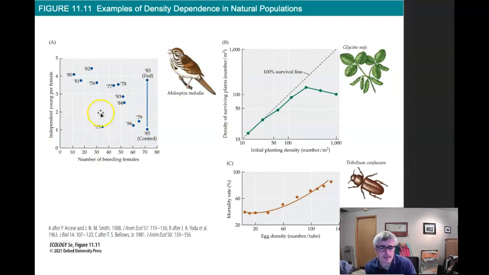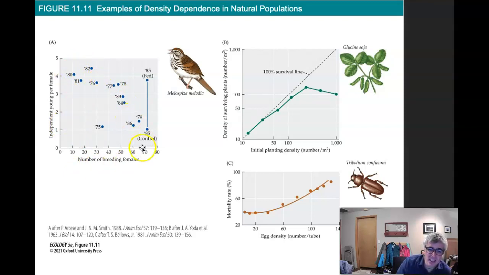So here's, I like this study actually. This is the number of breeding females and the independent young per female. They're tracking a population through time, or rather through density, and they've got the years numbered here. So here with few breeding females, 10 to 20, even some of them up to 30, each female would have 4 independent young.